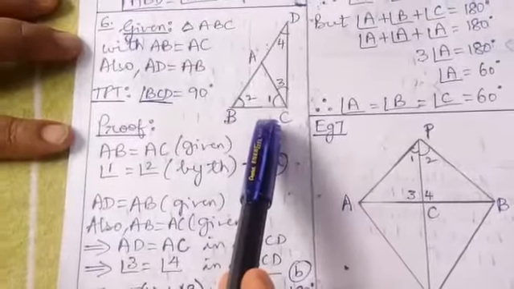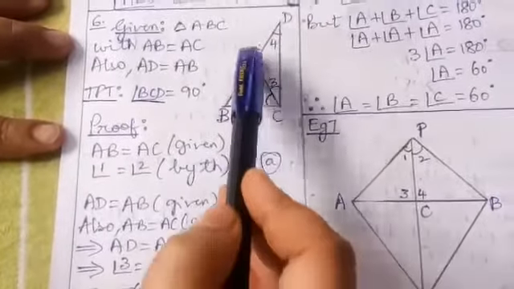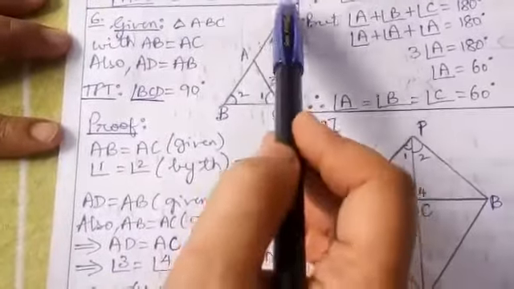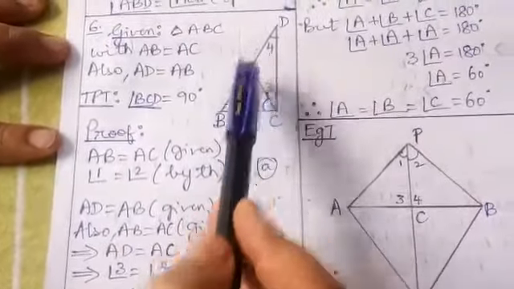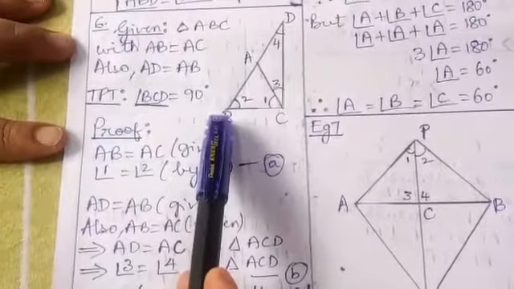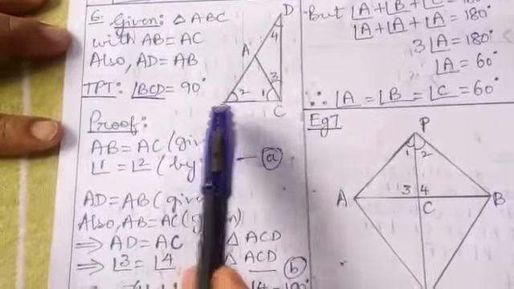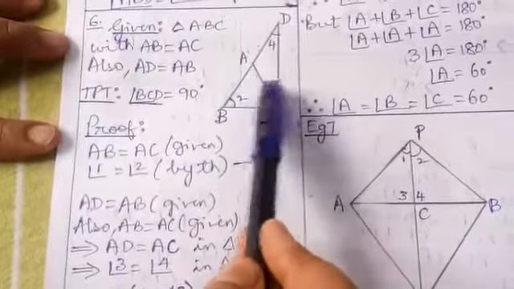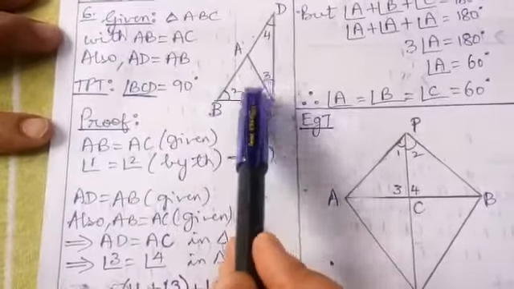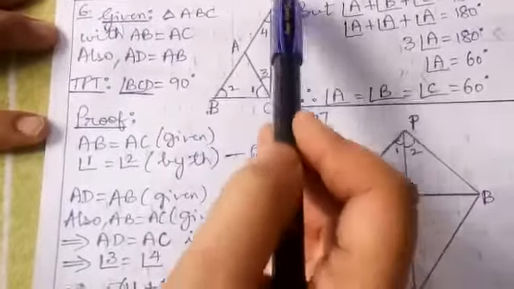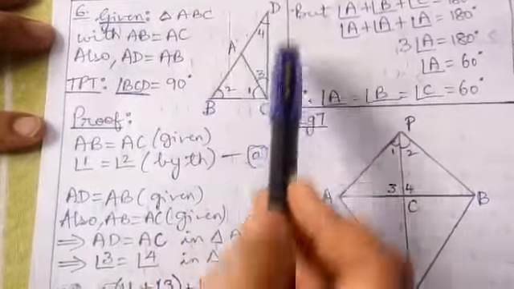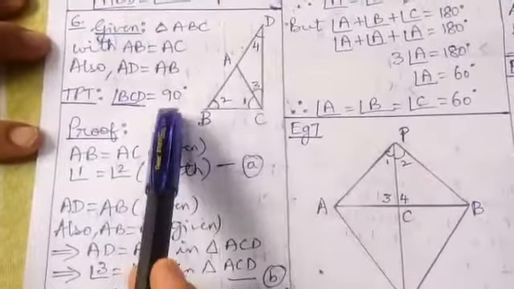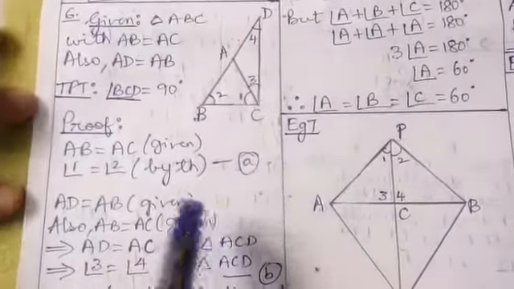So in this figure, we are given that AB equals AC. Also, AD equals AB. Given this, we need to prove that angle BCD, marked 1 and 3, is 90 degrees. 1 and 3 together make angle BCD. So we need to prove that angle BCD equals 90 degrees, or in other words, BCD is a right angle. So see the proof here.